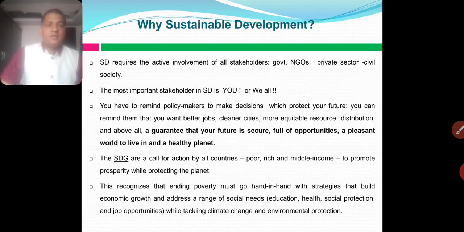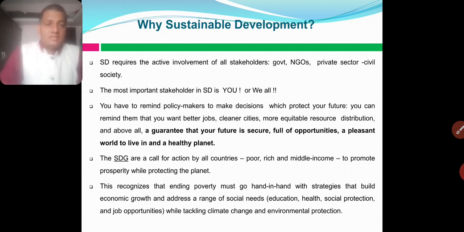Then why sustainable development? To whom? Why is it necessary? Sustainable development requires the active involvement of the stakeholders. So who are the stakeholders? We all are the stakeholders: governments, NGOs, the private sector, and civil societies. We have to remind policymakers to make decisions which protect your future. You can remind them that you want better jobs, cleaner cities, more equitable resource distribution, and a guarantee that your future is secure, full of opportunity, a pleasant world to live in, and a healthy planet. This is the main aim of sustainable development.